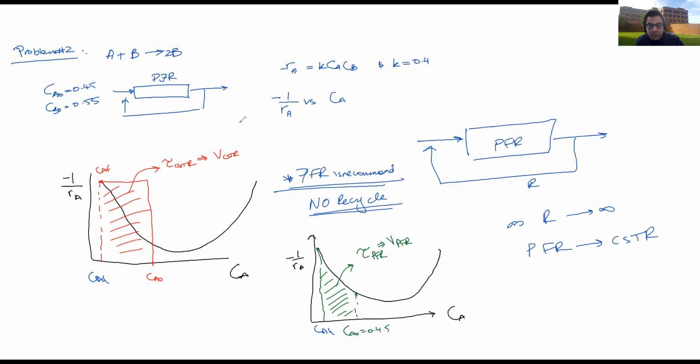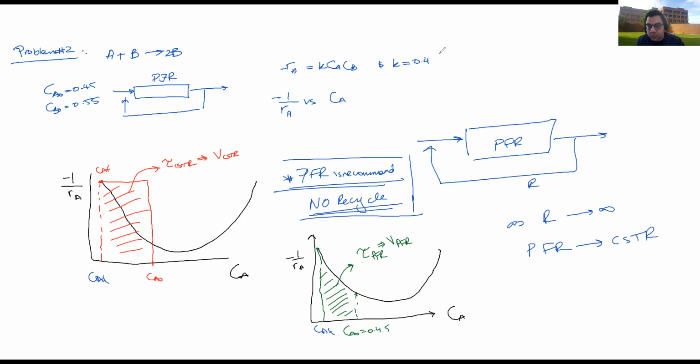The computer is telling you, oh, you need to recycle a lot. However, if I take a look here, I can achieve what I want with a PFR without any recycle compared to a CSTR. If I have a recycle, then my performance approaches this chart right here for a CSTR, but I can achieve it in a PFR, so it's fine. So I don't need a recycle. So this is the answer to this problem. You recommend a PFR and you don't need a recycle. Okay, so let's move on.